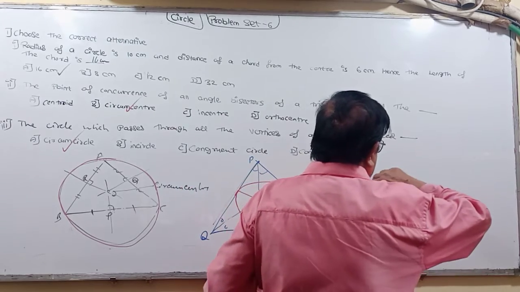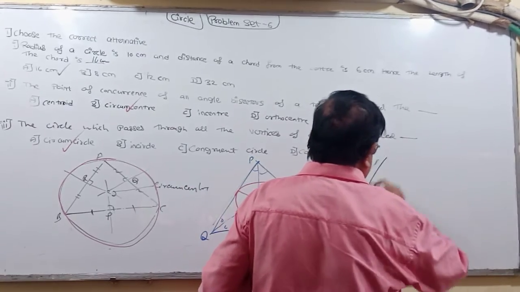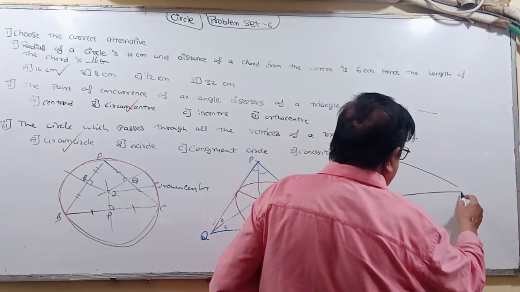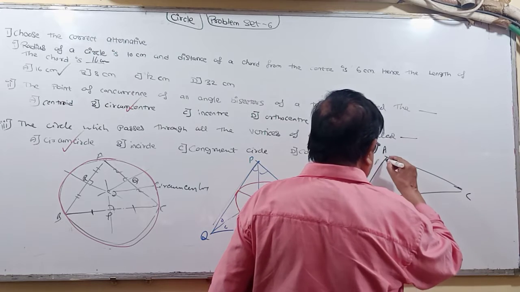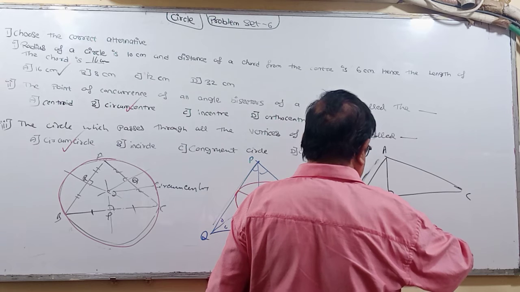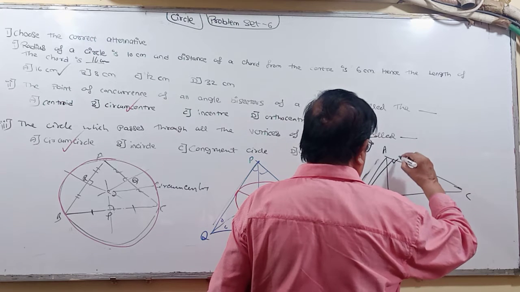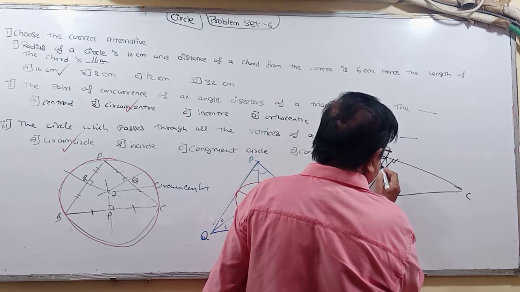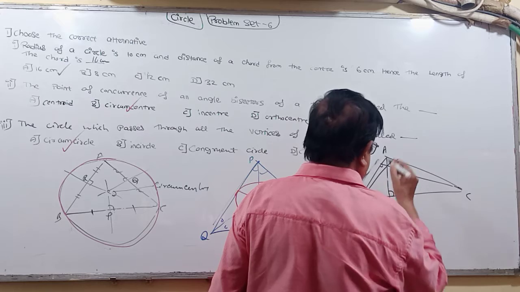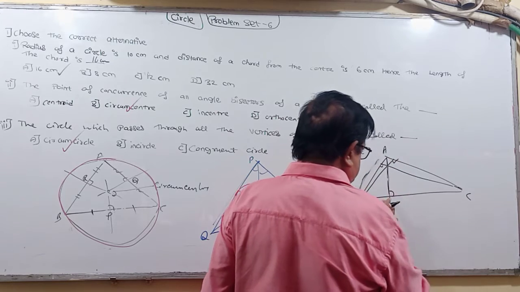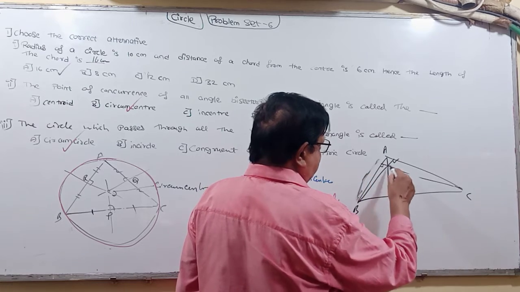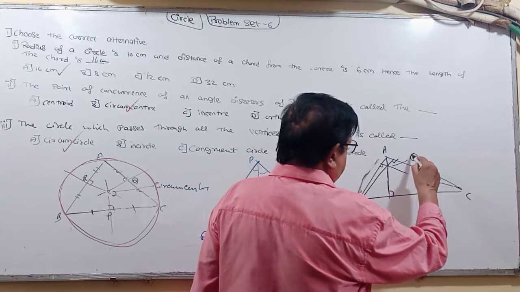See, if I have a triangle like this, ABC, if I draw a perpendicular from A, if I draw a perpendicular from B, another perpendicular from C, they are all perpendicular to the opposite side. This is perpendicular to BC, this is perpendicular to this. That point where they intersect is called orthocenter.